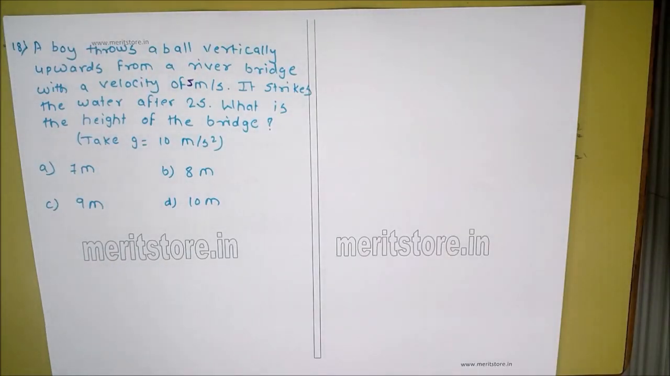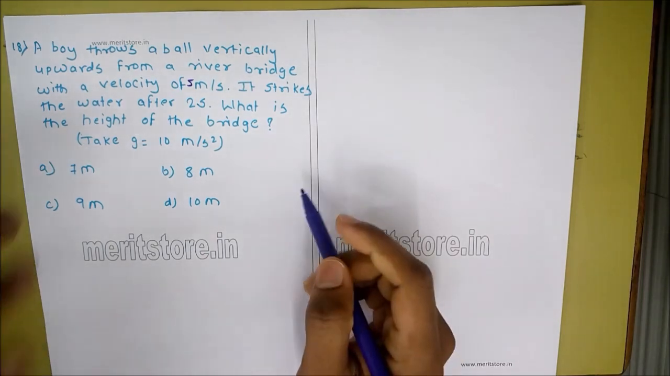A boy throws a ball vertically upwards from a river bridge with a velocity of 5 meters per second. It strikes the water after 2 seconds. What is the height of the bridge? Take g is equal to 10 meters per second square. The four options given are 7 meters, 8 meters, 9 meters and 10 meters.